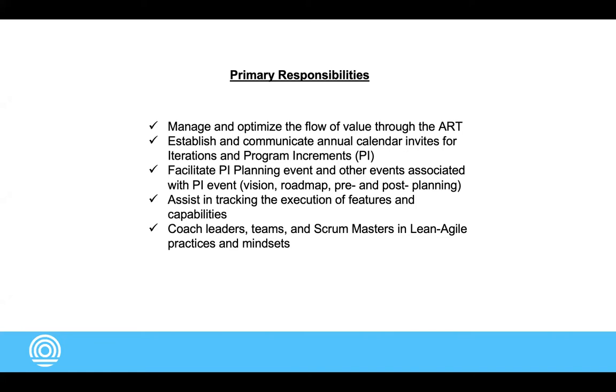We assist with tracking and execution of features and capabilities. As mentioned, this is on a higher level, on the features level, and usually for a PI, typically they say it's a goal of 10 features per PI, but give or take, some organizations, as we know, they may do a little less or a little more. Last but not least, as an RTE, we coach leaders, teams, the Scrum Masters in lean agile practices and mindsets. So not only is it a mindset, but it's a culture to have a lean agile practice and strategy.